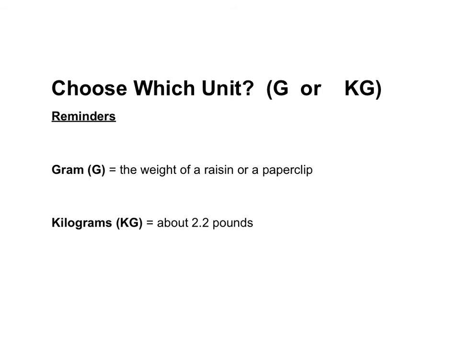A kilogram is meant for heavier objects. That is equal to about 2.2 pounds. So if something is smaller and lighter, we tend to measure it in grams or several grams. If something is bigger and heavier, we tend to measure in kilograms. Keep those reminders in mind as we look at some examples of this.